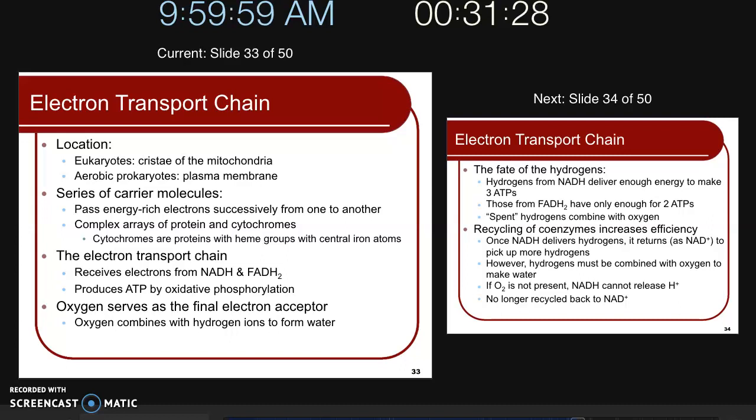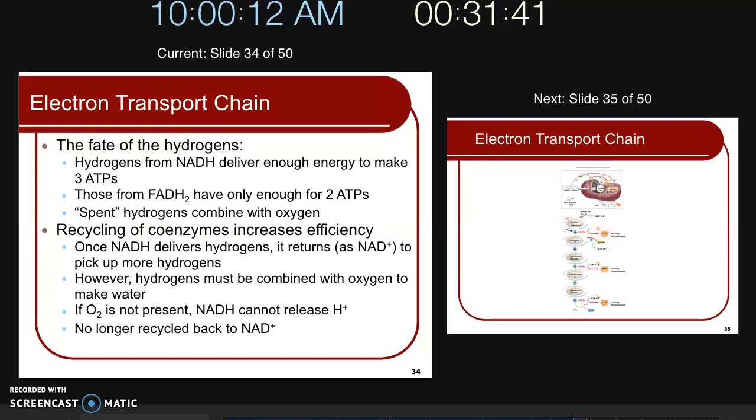The oxygen serves as the final electron acceptor. That's why we need oxygen. Oxygen combines with the hydrogen ions to form water. The fate of the hydrogens: those from the NADH deliver enough energy to make 3 ATPs. Those from FADH2 have only enough energy to make 2 ATPs, and the spent hydrogens combine with oxygen.